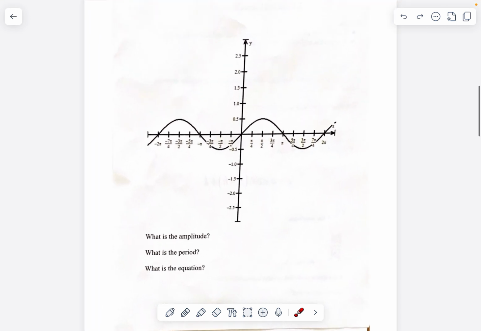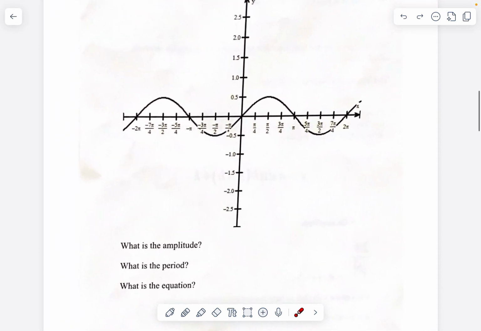Example 1 asks us to find the amplitude, period, and the equation. So first off, let's start with the amplitude. We know amplitude is how high or low our function goes. So we can see here that our amplitude goes up to 0.5. So we know that our amplitude is 1/2. And then we know the definition of period is how long it takes for sine to repeat itself, or how long it takes for cosine to repeat itself.